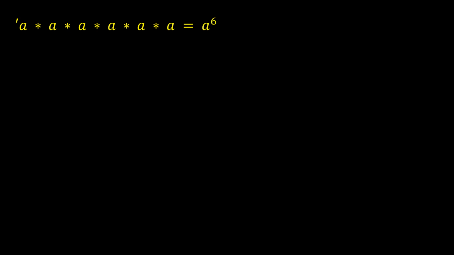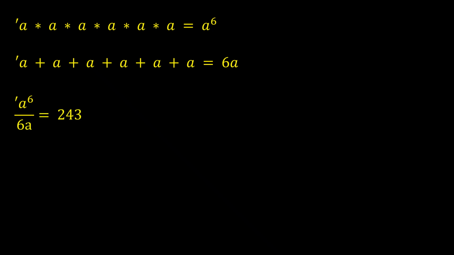First, simplify the numerator. A times A times A times A times A times A is equal to A to the power of 6. Next, simplify the denominator. A plus A plus A plus A plus A plus A is equal to 6A. Now we can rewrite the equation. A to the power of 6 divided by 6A equals 243.